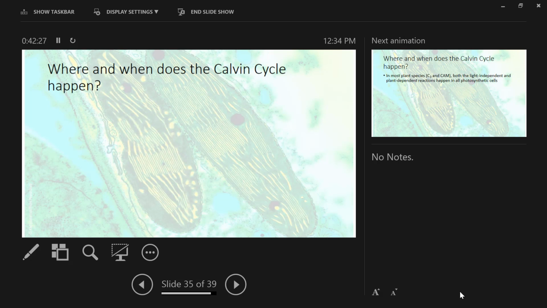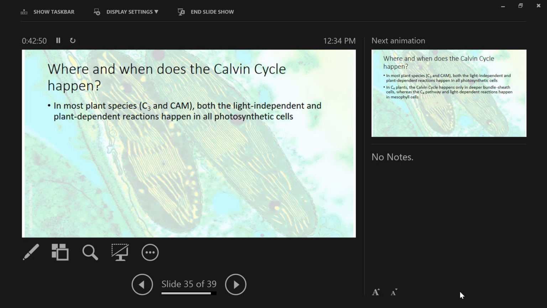Because the Calvin cycle, also known as the C3 cycle, happens in all plants, whether they're drought tolerant or not. All plants do the Calvin cycle, or the C3 cycle. But those that have to keep their stomata closed during the day have to also do another cycle. So in most plant species, the C3 and the CAM plants, the light independent and the light dependent, that should say light dependent, I don't know why it says plant dependent. The light independent and light dependent reactions happen in all photosynthetic cells. So in C3 plants and in CAM plants, the C3 cycle happens in all photosynthetic cells.